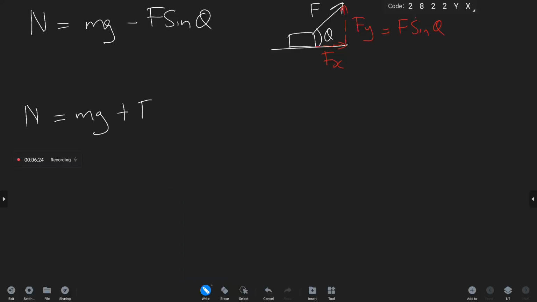And then we're also going to have normal force being equal to mg plus F sine theta. Now, what's different from the one above? In the one above, we are pulling. And in this situation, there is going to be a push.